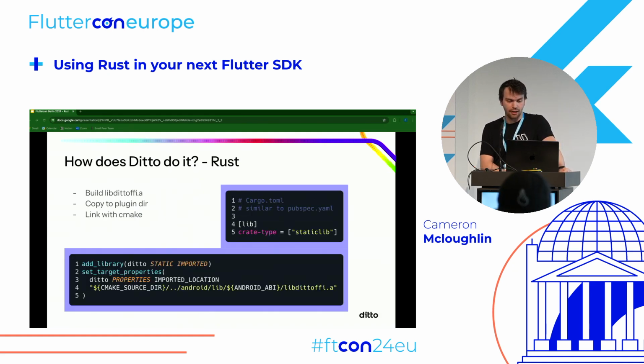So in Ditto, we have our cargo.toml file, which is a bit like pubspec.yaml, spiritually equivalent. And we say crate type equals static lib. What this will do is tell Rust that when we build our project, we don't want a Rust binary or anything like that. We just want a library that can be slotted into another application. And then we use some CMake magic. We copy it into android/lib for our Flutter plugin. And we just say, look, include this, make all of the functions in this library available to Dart.